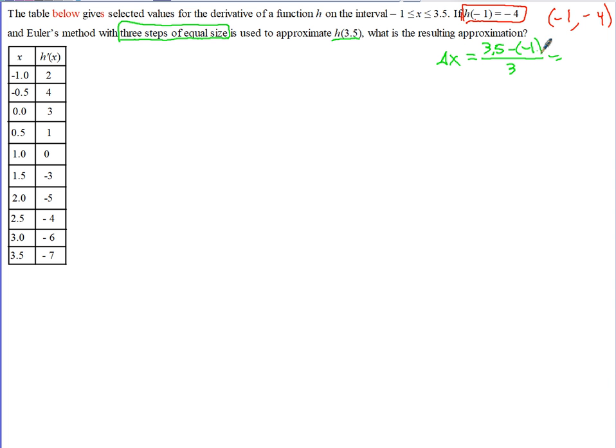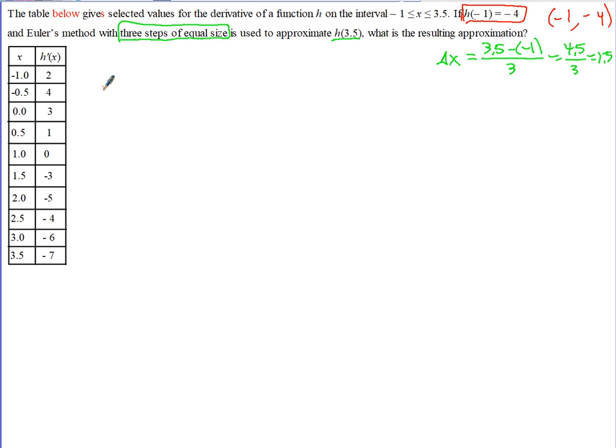So that becomes 3.5 plus 1 is 4.5 divided by 3. Well, 45 divided by 3 is 15. So 4.5 divided by 3 would be 1.5. So our step size here is 1.5. Okay. So now once we figured out what the step size is, occasionally they'll tell you what the step size is, but oftentimes they'll just tell you how many steps there are.